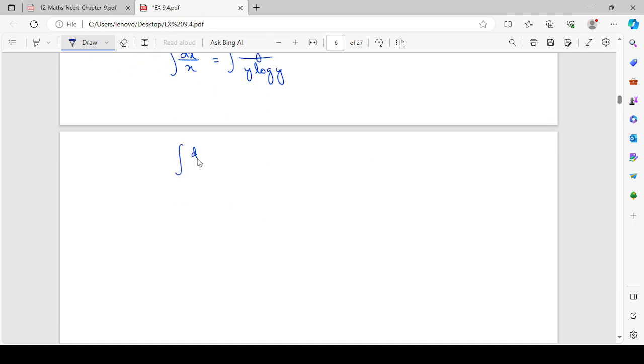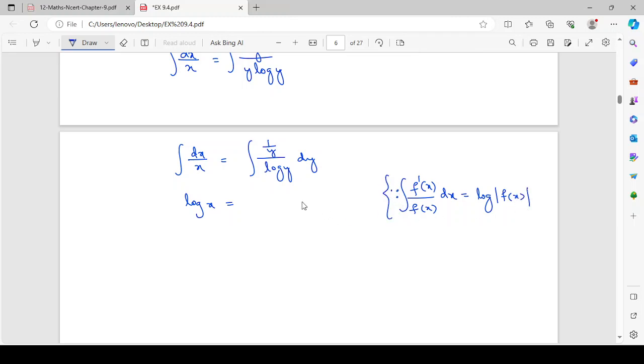So, integration of dx upon x. I can write this part as integration of (1 upon y) by log y dy. Why am I writing it like that? You will understand. By the way, integration of 1 by x is log x. Here, if you see, this is in the form of integration of f dash of x by f of x, and we know the formula for this is log of modulus f of x. Why have I written it like this? Because log y is a function and its derivative 1 by y is present in the numerator.